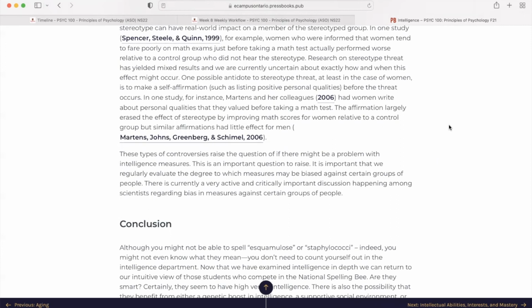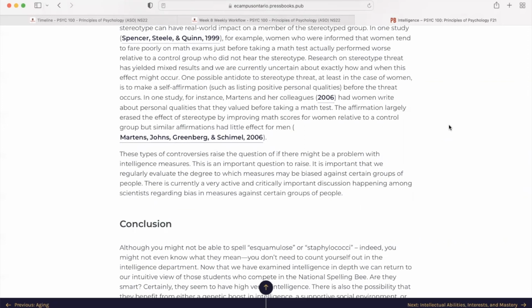Research on stereotype threat has yielded mixed results, and we are currently uncertain about exactly how and when this effect might occur. One possible antidote to stereotype threat, at least in the case of women, is to make a self-affirmation, such as listing positive personal qualities, before the threat occurs. In one study, for instance, Martens and her colleagues in 2006 had women write about personal qualities that they valued before taking a math test. The affirmation largely erased the effect of stereotype by improving math scores for women relative to a control group, but similar affirmations had little effect for men.